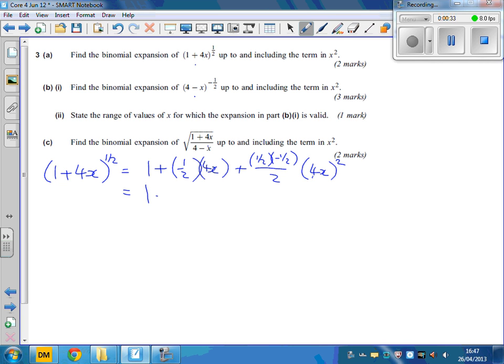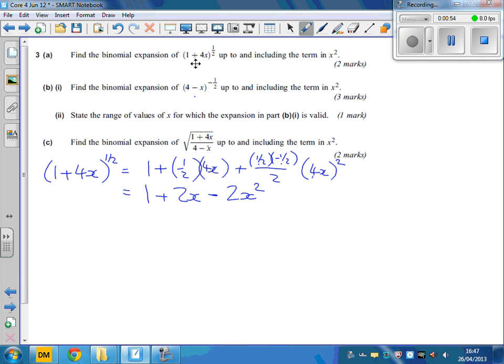Tidying this up, it starts with a 1, 4 times a half is of course 2. What have we got here? We've got a half, we've got a minus a half, well it's going to be minus at the end of it, isn't it? All of that here is going to be an eighth. Here's 4 squared is 16, 16 divided by 8 gives us 2 again. And so here is the first expansion.